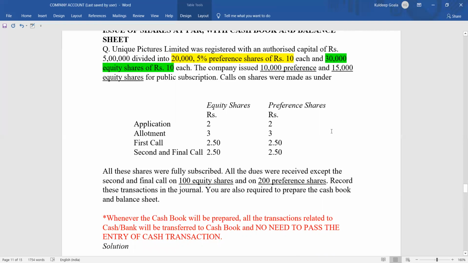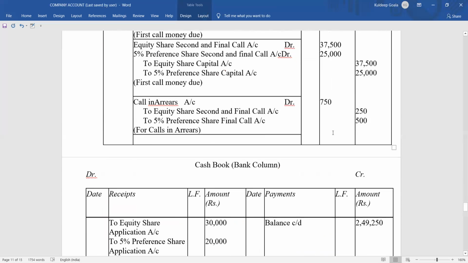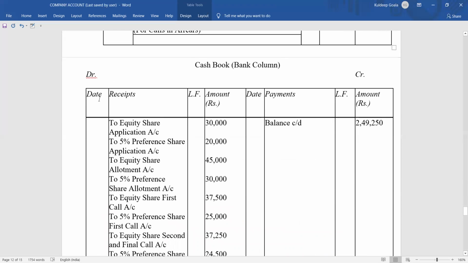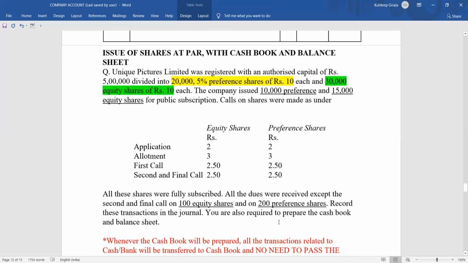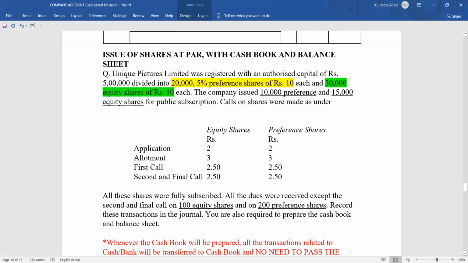And we know that the bank entry will not come in the journal entries, rather it will go in the cash book. So going directly to the cash book, what will be there? Cash book debit side to equity share allotment account 45,000, 15,000 into 3, to 5% preference share allotment account 30,000, 10,000 into 3, right? So this is how it will be placed. After this, there will be the first call.